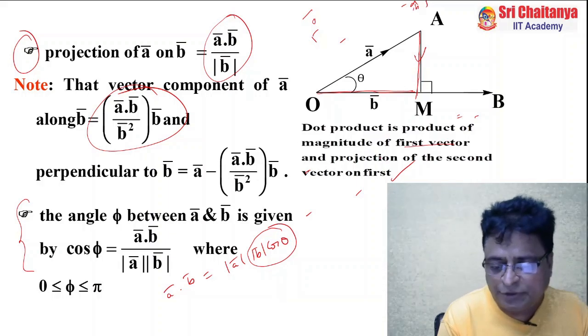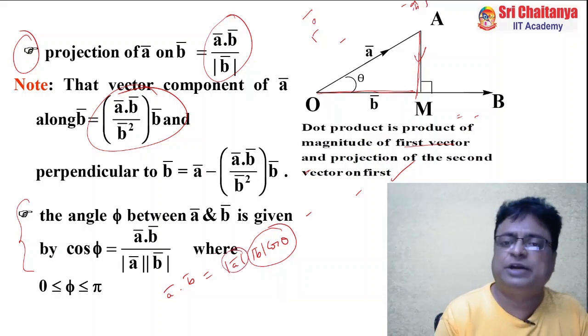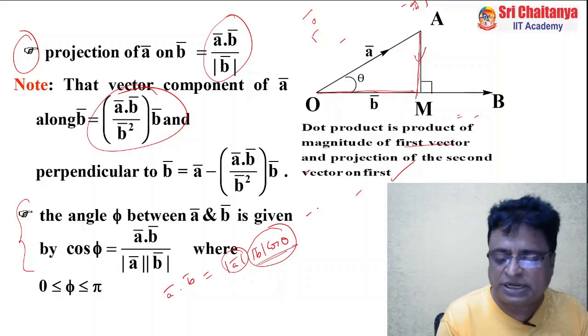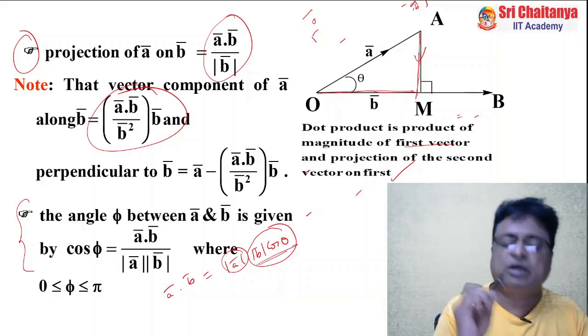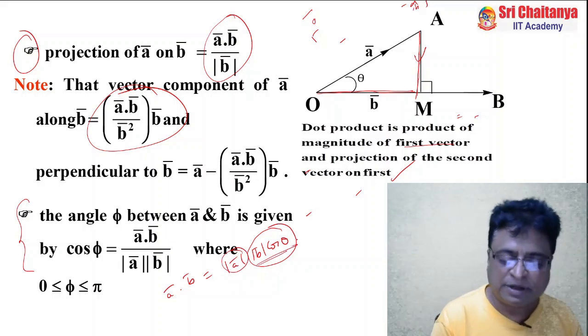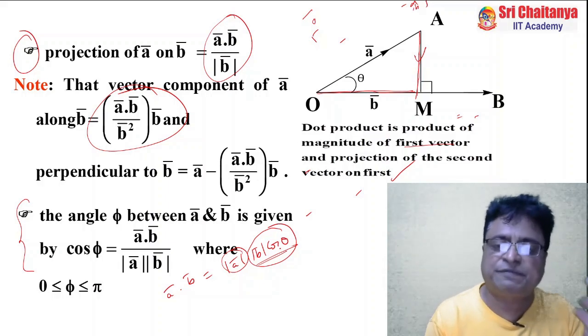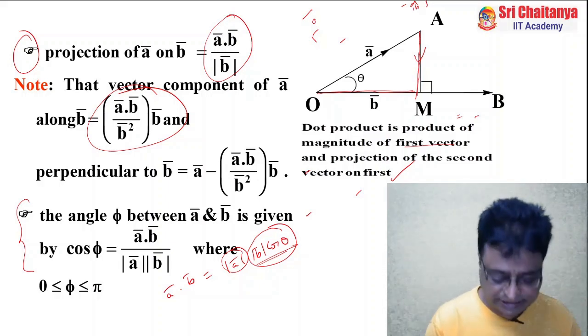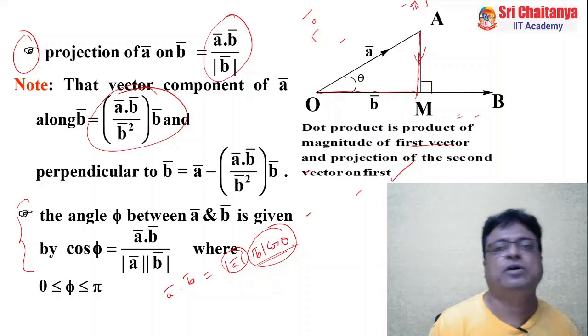So indirectly, dot product is the product of the magnitude of the first vector and mod B bar cos theta, which is the projection of the second vector on the first. What is mod B bar cos theta? That is B cos theta, the projection of A bar on B bar. So this is the geometrical interpretation of the dot product.